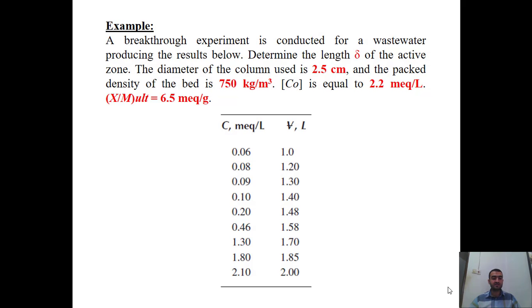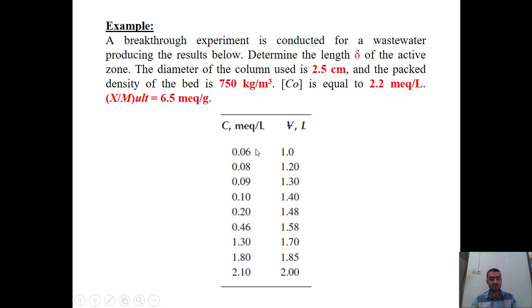Okay, now let's have an example related to the design of ion exchange and to the calculation of the length of the active zone. First of all, this example says we have a breakthrough experiment. This experiment is done in the lab to see where the breakthrough point is, or when it occurs. So a breakthrough experiment is conducted for a wastewater producing the results below. Okay, so this is the table. It presents the result of the experiment.